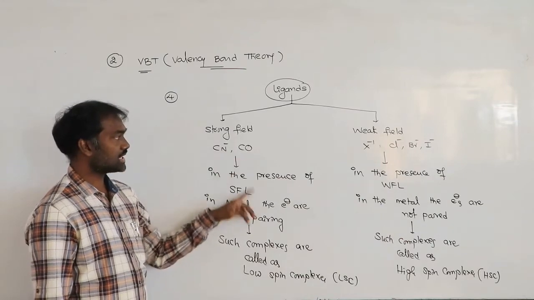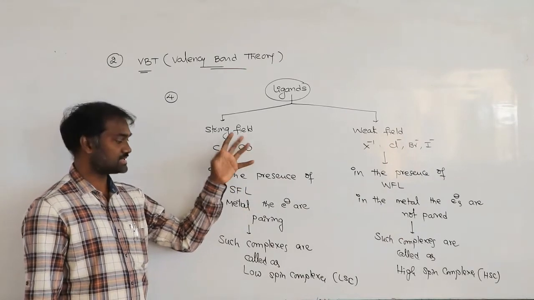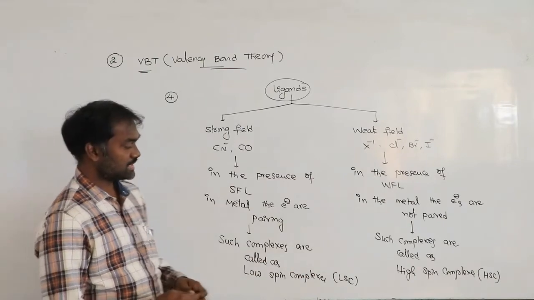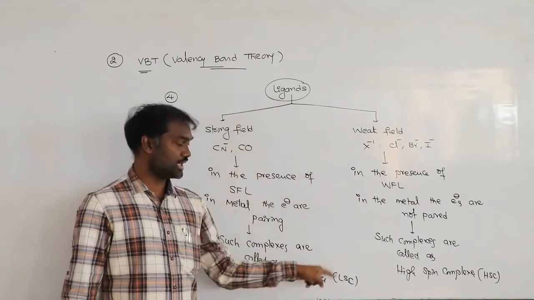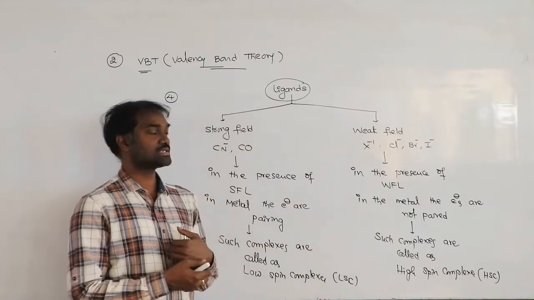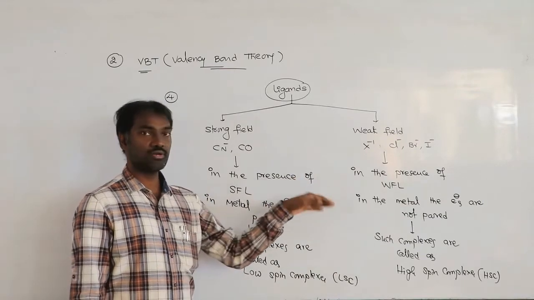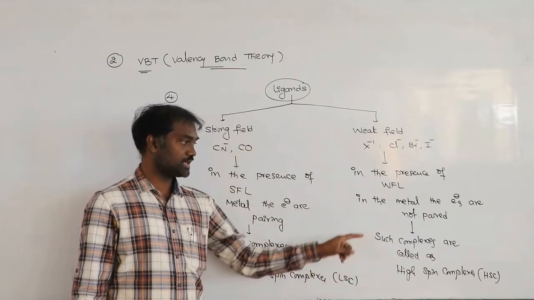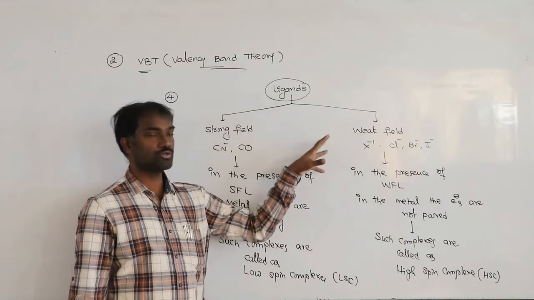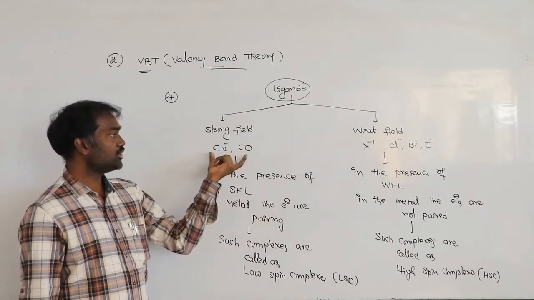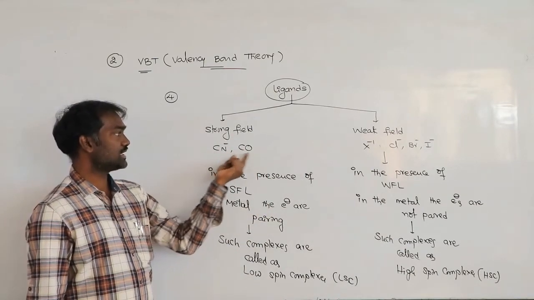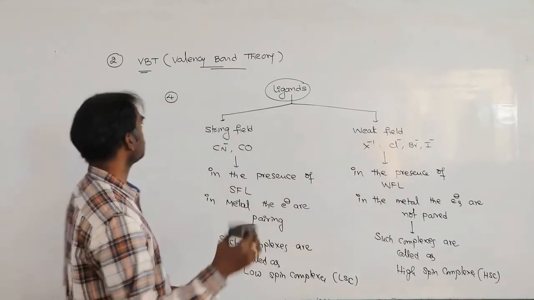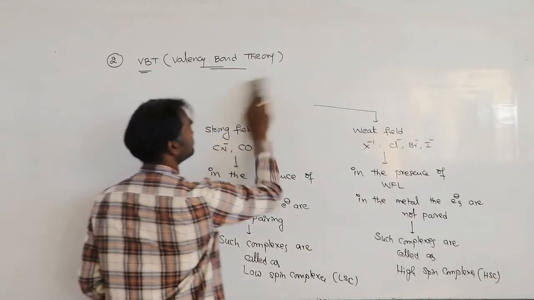If electrons are pairing in the presence of a strong field, such complexes you call low spin complexes. So it is another classification according to ligands. Previously we discussed inner orbital and outer orbital complexes according to hybridization. Now low spin and high spin complexes according to ligands. You must remember which are the strong field ligands and which are the weak field ligands.